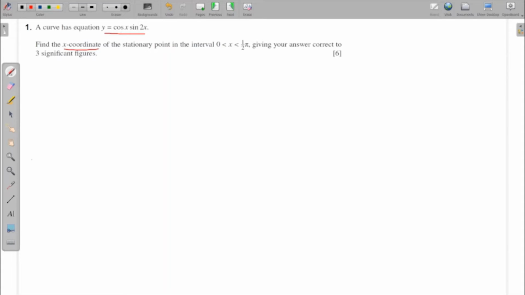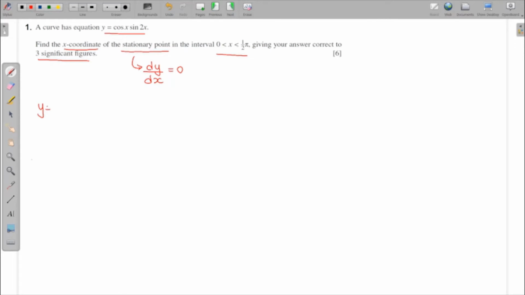to find out the x coordinate of the stationary point in this interval, giving our answer correct to three significant figures. So whenever they mention stationary point, always remember that at this particular point on the graph, the gradient will be equal to 0. And if gradient is equal to 0, that means dy by dx will be equal to 0. So step number 1 out here will be to differentiate the equation of the curve given.